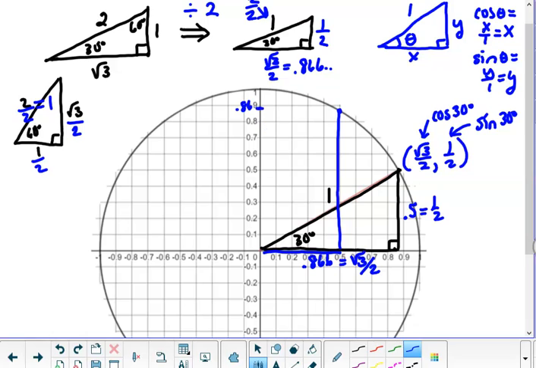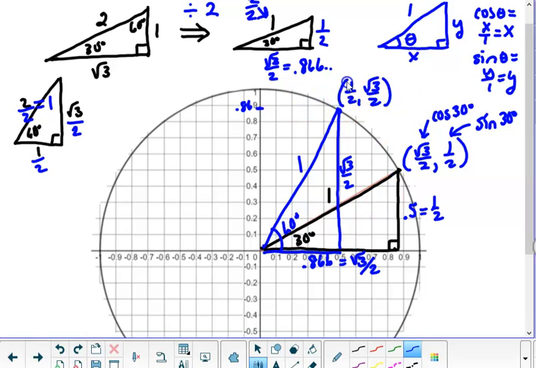0.86. Then this is a 60-degree angle. This is the square root of 3 over 2, 1, and then the distance in the x-axis is 1/2, okay, 0.5. So the coordinates of this point would be positive 1/2, positive square root of 3 over 2. Just think about plotting a point. Starting at 0, 0, I'm going to go over 0.5, which is 1/2. Then I'm going to go up 0.86, which is the square root of 3 over 2.